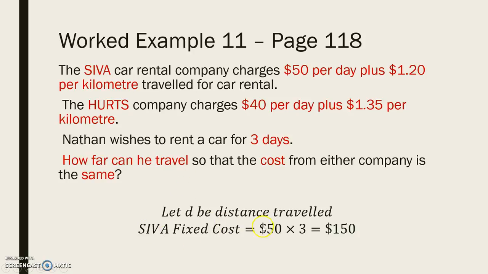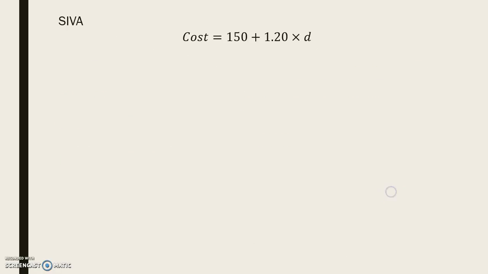So for SEVA, the fixed cost is $50 times 3 is 150. So that's our constant. For Hertz, same deal. 40 times 3, $120. So they're both constant values for this particular situation. Let's go to the next page. Our cost is our fixed cost plus our variable, which is $1.20 per kilometre per distance. So we're multiplying by d. For Hertz, $120 is our fixed cost plus $1.35 per kilometre.